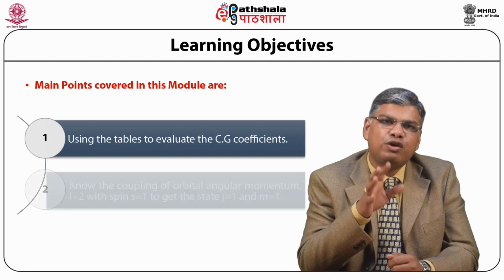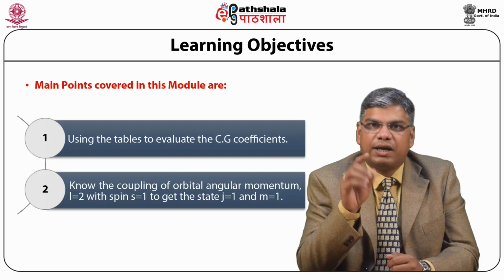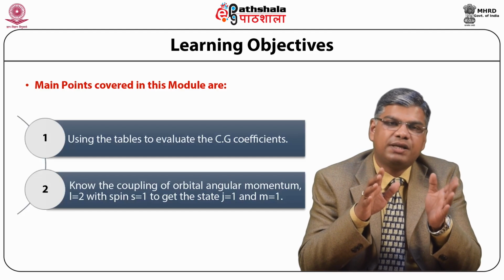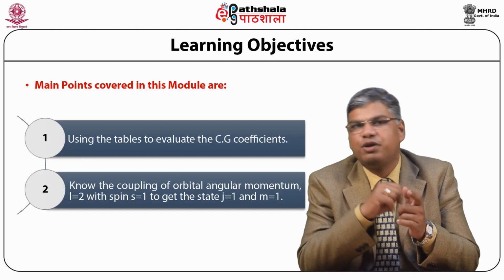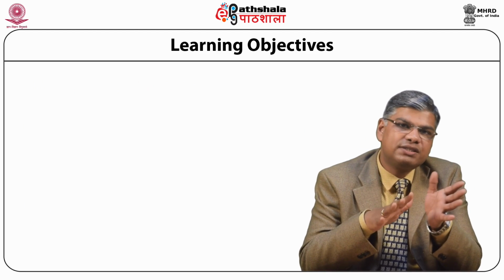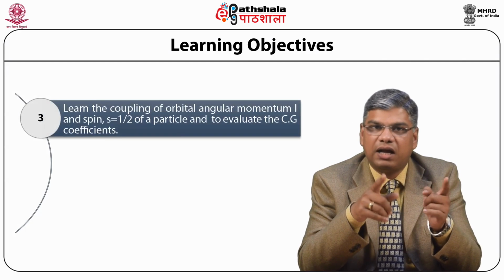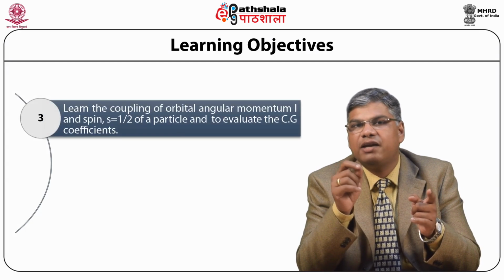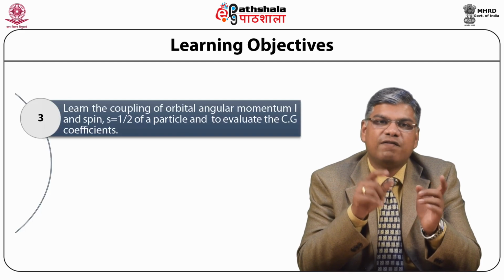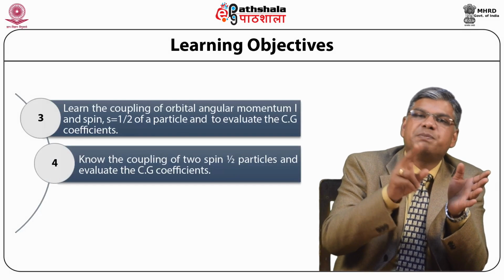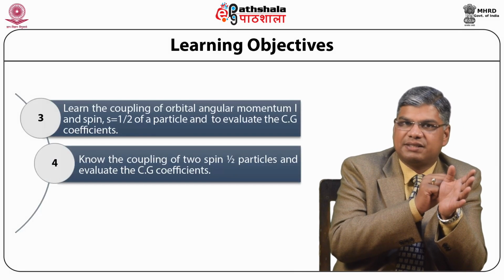Then we will know the coupling of orbital angular momentum L equal to 2 with the spin S equal to 1 state and get the state J equal to 1 and M equal to 1. We will also learn the coupling of the orbital angular momentum L and the spin half of a particle, and we will evaluate the Clebsch-Gordon coefficients for the same. We will know about the coupling of two spin half particles and evaluate the Clebsch-Gordon coefficients for these cases.